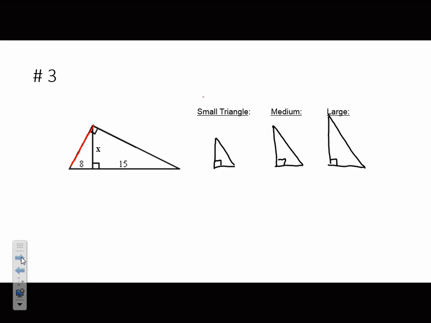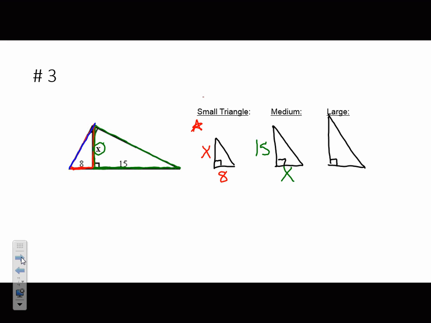So here's my small triangle. I know that my small leg is 8. And this right here is my long leg, so I'm going to call that x. And I don't know my hypotenuse, so I'll leave that blank. And I'll go to my medium triangle right here. This right here is my small leg, so I'll put x there. My long leg is 15. I don't know my hypotenuse, so I'll leave that one blank.